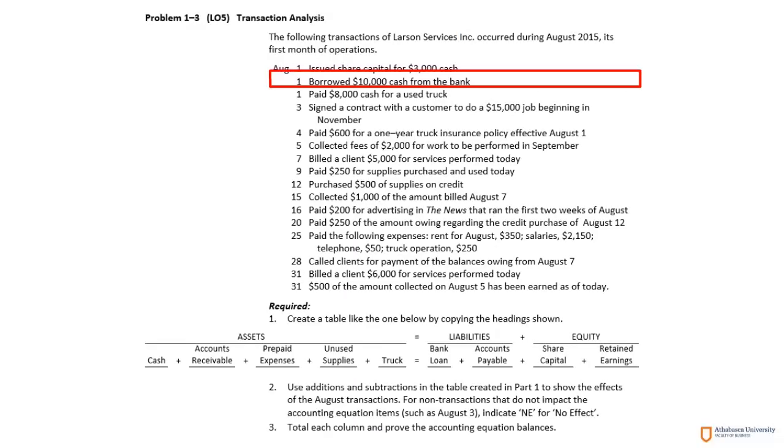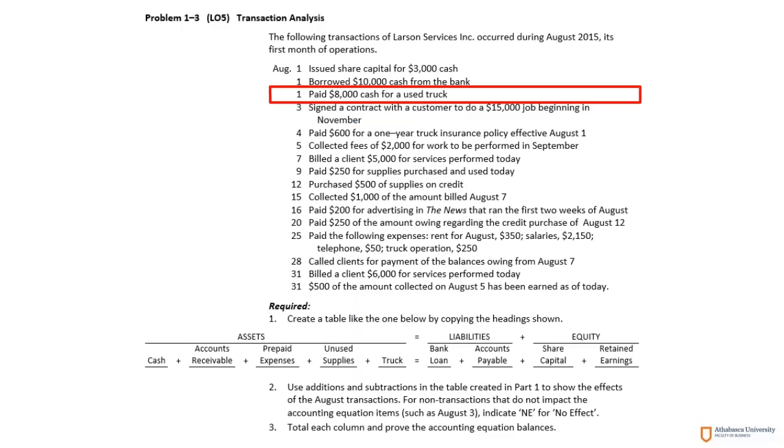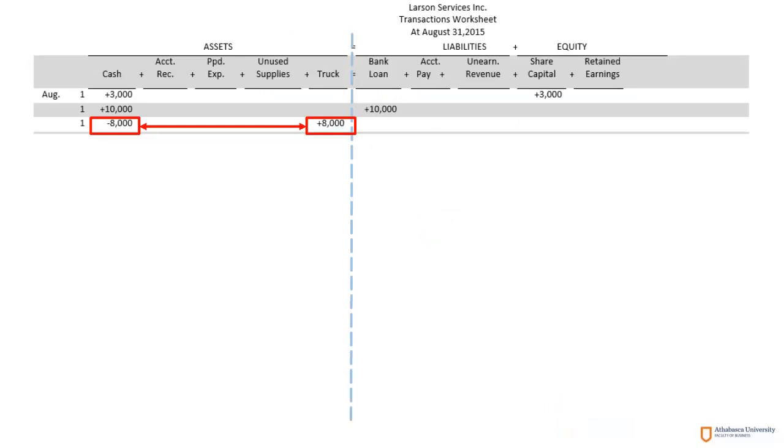Next, on August 1st, $10,000 cash was borrowed from the bank. Cash, an asset, increases by $10,000, and a liability, bank loan, increases by $10,000. Next, $8,000 was paid to purchase a used truck. Here, an asset, the truck account, is increasing, but another asset, cash, is decreasing. Notice that this transaction is entirely on the asset side of the accounting equation, with the net effect of 0 on assets equal liabilities plus equity.